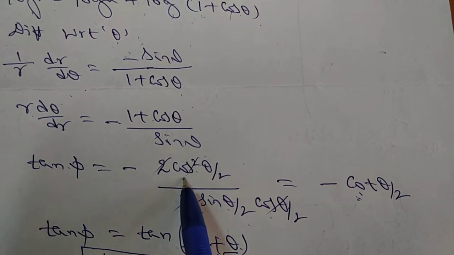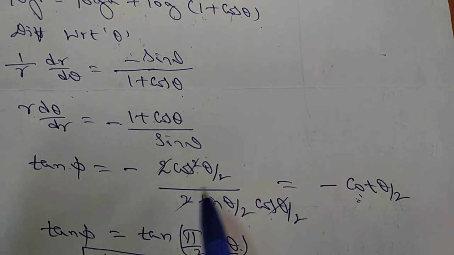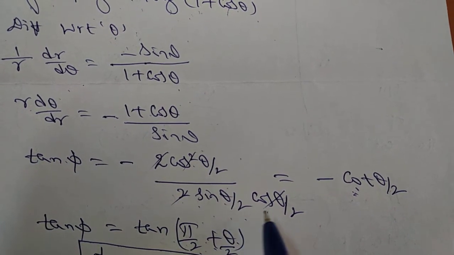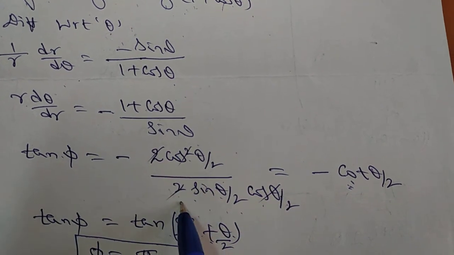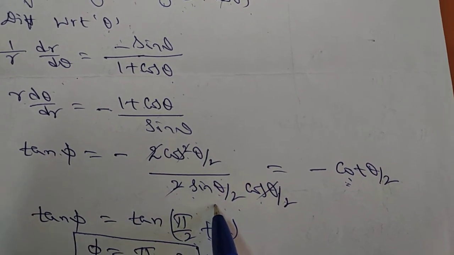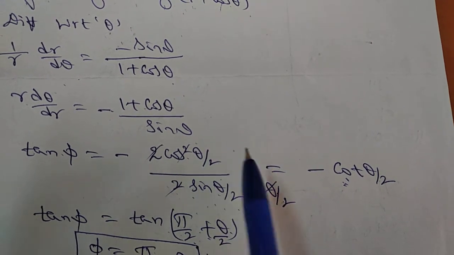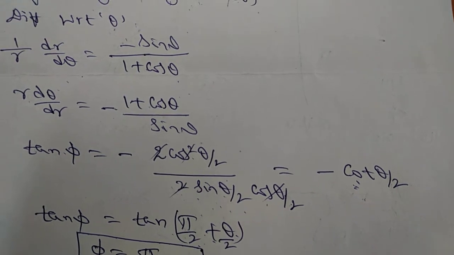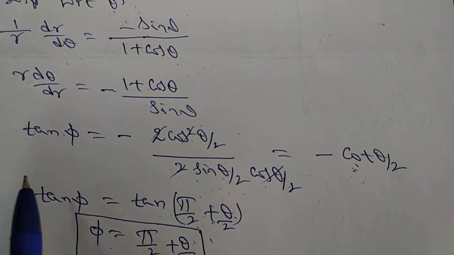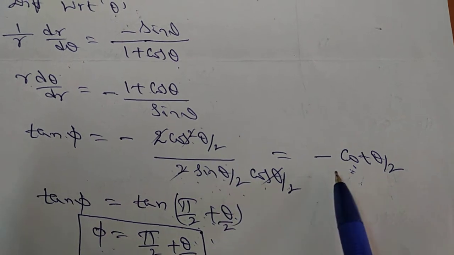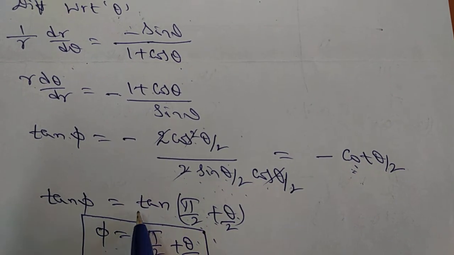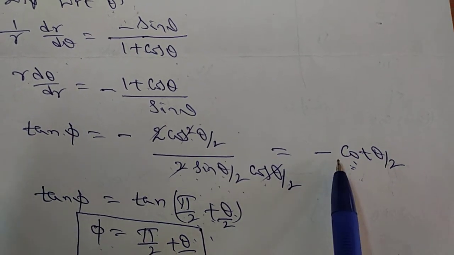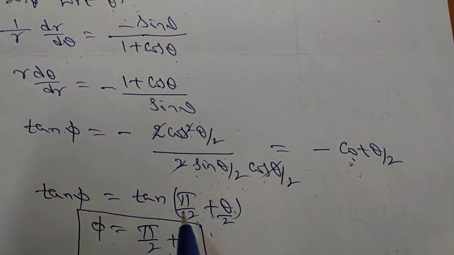The formula is already known: 1 plus cos theta is 2 cos square theta by 2, divided by sin theta, which can be written as 2 sin theta by 2 into cos theta by 2. So the 2 cancels, one cos theta by 2 cancels, remaining cos theta by 2 divided by sin theta by 2, that is equal to minus cot theta by 2. But on the left hand side tan psi is there, and on the right hand side minus cot is there. So on the right hand side we also need tan in positive terms.